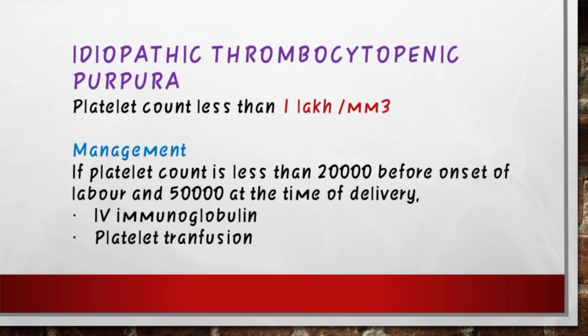Now let's see the next condition, that is idiopathic thrombocytopenic purpura. So here the platelet count. Thrombocytopenia means platelet count is decreased. Idiopathic means the cause is unknown. So the platelet count here is less than 1 lakh per millimeter cube.